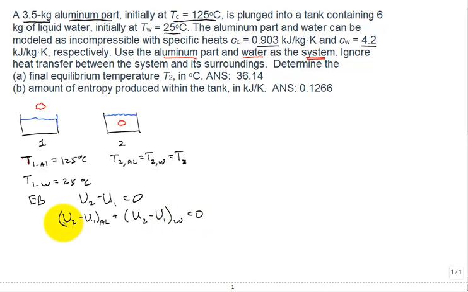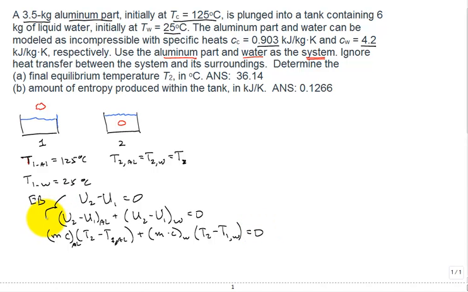Okay, well, how do I model the change in the aluminum? Well, it's the mass of the aluminum, times the specific heat of the aluminum, times the final temperature of the aluminum minus the initial temperature of the aluminum. Okay, and then the same thing for the water: you have the mass times the specific heat of the water times the final temperature of the water minus the initial temperature of the water. That's all equal to 0.